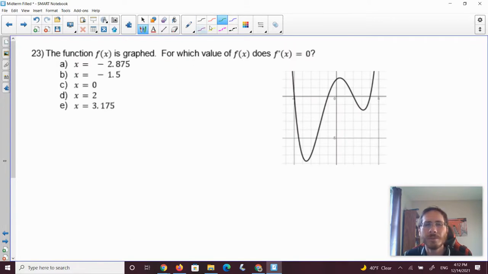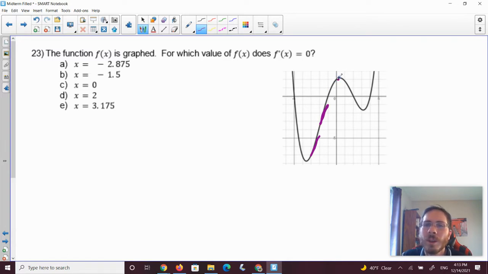For 23, this was the other one that I made. The function is graphed; for what value of x does the derivative equal 0? So this is about estimating derivatives from a graph. If we test out all the options, A says we're at about negative 3, a little bit before. We can tell that that line is not flat. That does not have a slope of 0. Negative 1.5 would be right here. Again, that tangent line would not be flat, and does not have a slope of 0.